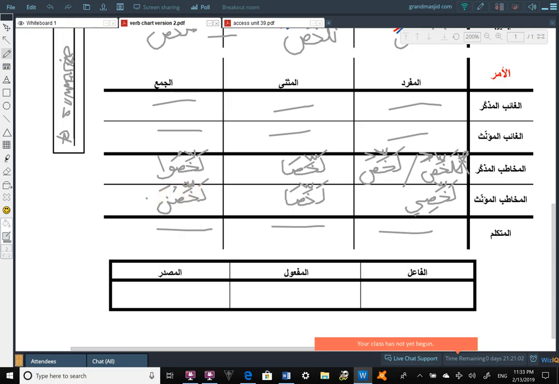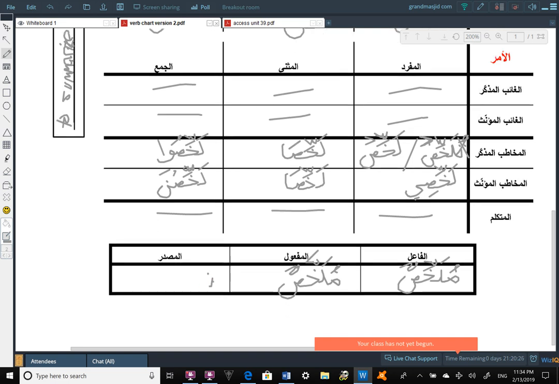Our fa'il is going to be mulakhis, the one who does the summarization or abridging. Mulakhis. The maf'ul, the one who it's done to, mulakhas, such as in the book Mulakhas al-Fiqh. Mulakhas. And the actual abridgment, the word abridgment, the masdar, the verbal noun, talkhis.